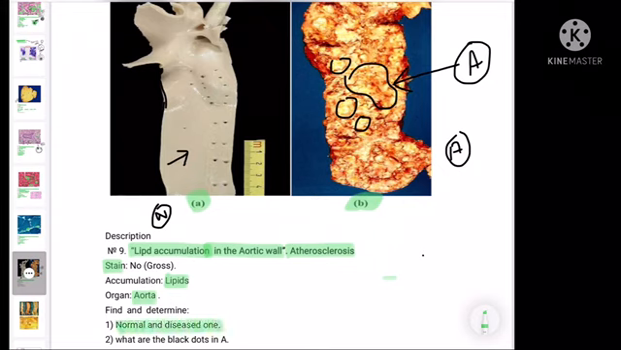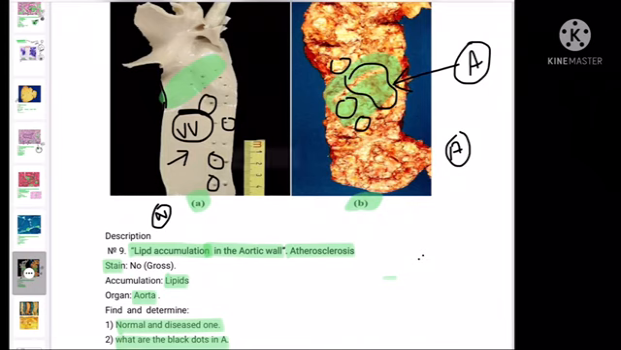Find the normal and the disease one. This one is the normal one. This one is the disease one. What are the black dots in the given image A? These black dots are the lumen of vasa vasorum. And vasa vasorum, what is this? These are the vessels responsible for providing blood to the different layers of the wall of the vessel itself.